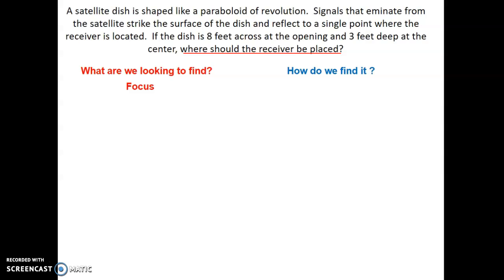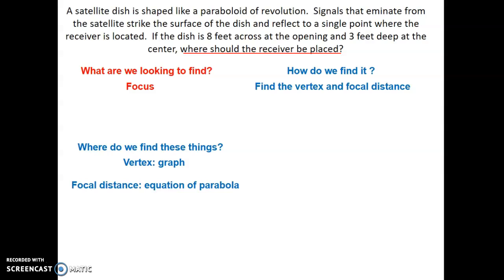So how do we find it? We need to do a couple things. We need to find the vertex of our equation and then the focal distance, so the p-value in our equation. Where are we going to find these things? Two places. We're going to find it in the graph. We're going to draw a graph, and we're going to find the focal distance inside the equation of the parabola.